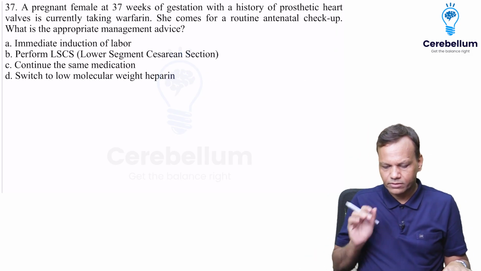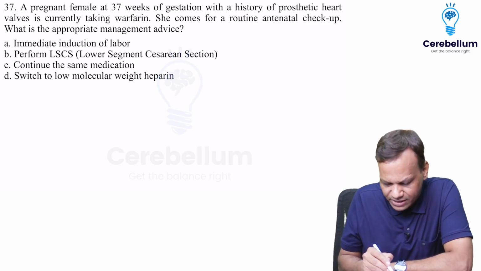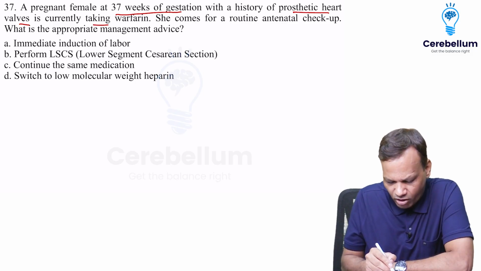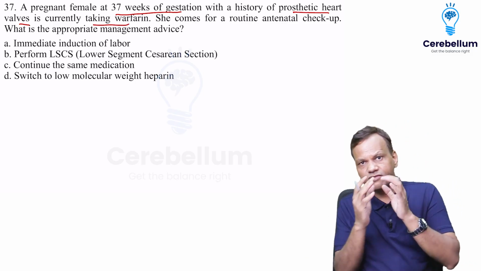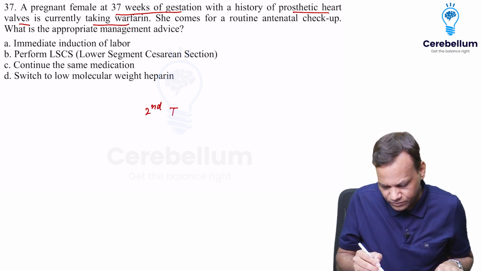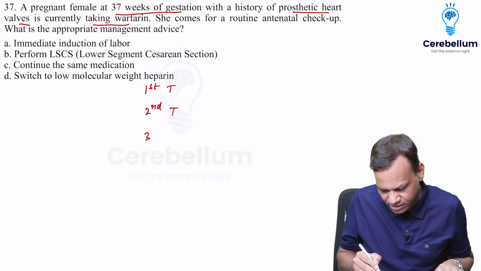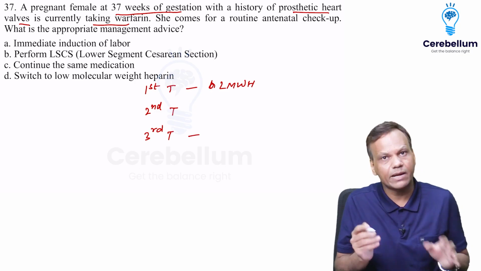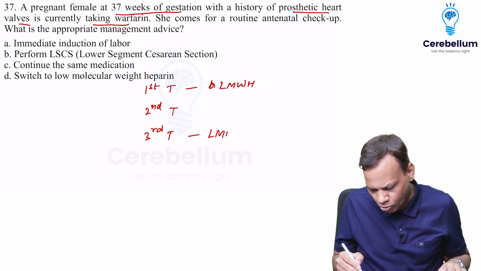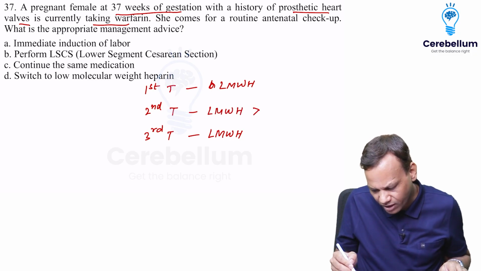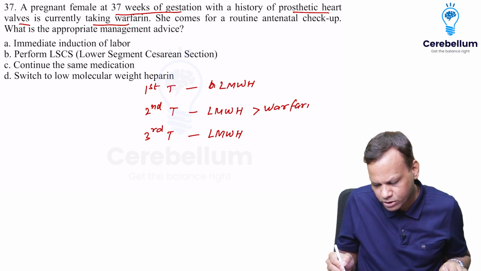Okay. Next question. A pregnant female at 37 weeks of gestation comes with a history of prosthetic heart valves. She is taking warfarin. So what is to be done? Remember, if we see the 3 trimesters, first, second and third, in the first trimester, warfarin is contraindicated. Only low molecular weight heparin needs to be given. In the third trimester, after 37 weeks, we need to give low molecular weight heparin. In the second trimester, we can use low molecular weight heparin, but we can also use warfarin up to 36 weeks.